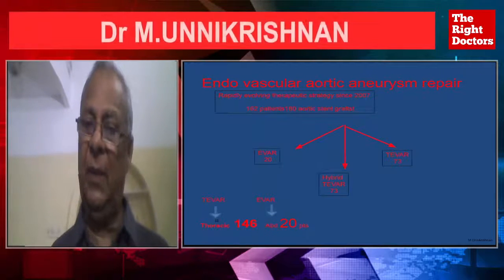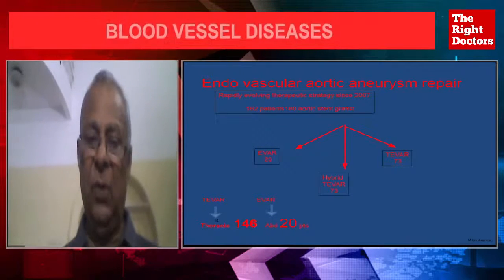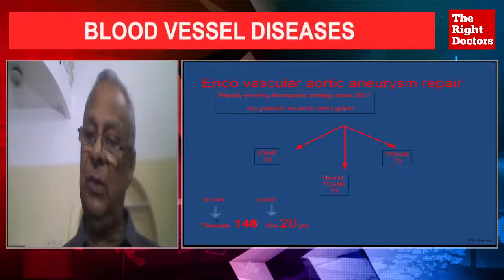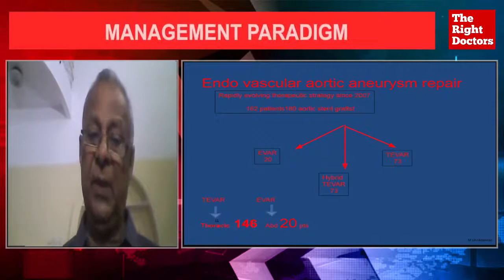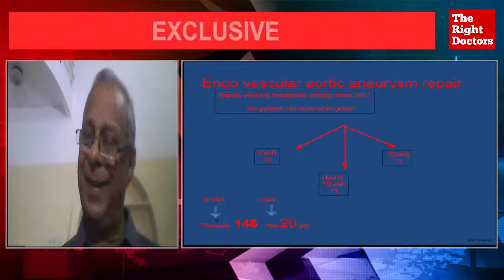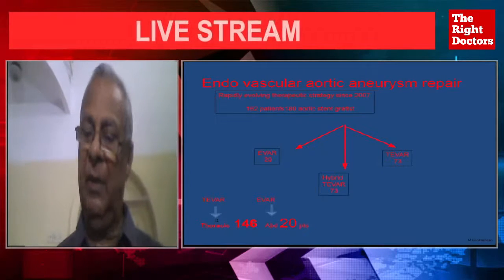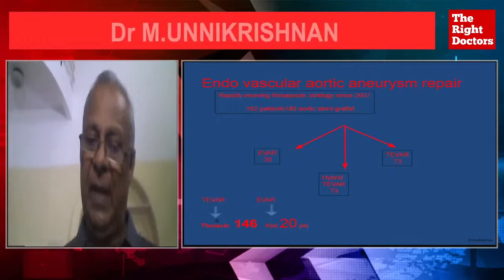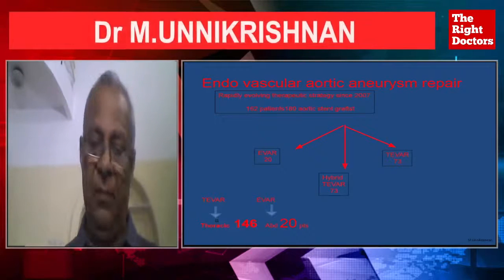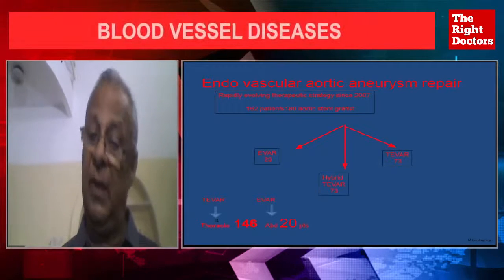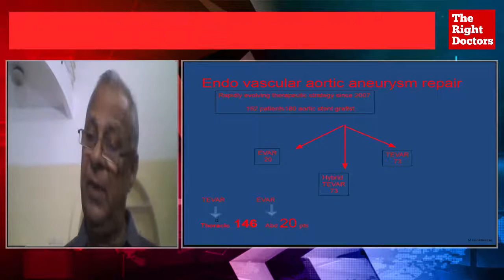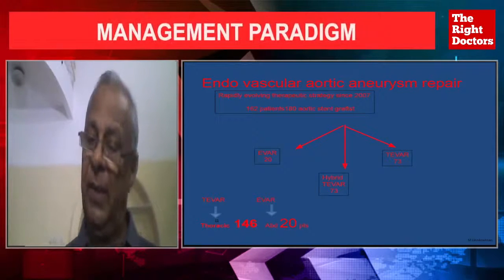Now, this is endovascular aneurysm repair in a nutshell, as I told you. From 2007 onwards, we have been doing it in 162 patients. Some patients, rarely, require two aortic stent grafts, depending upon the length of the aortic segment involved. We have EVAR of 20 only. The rest of them, 146, have been thoracic.